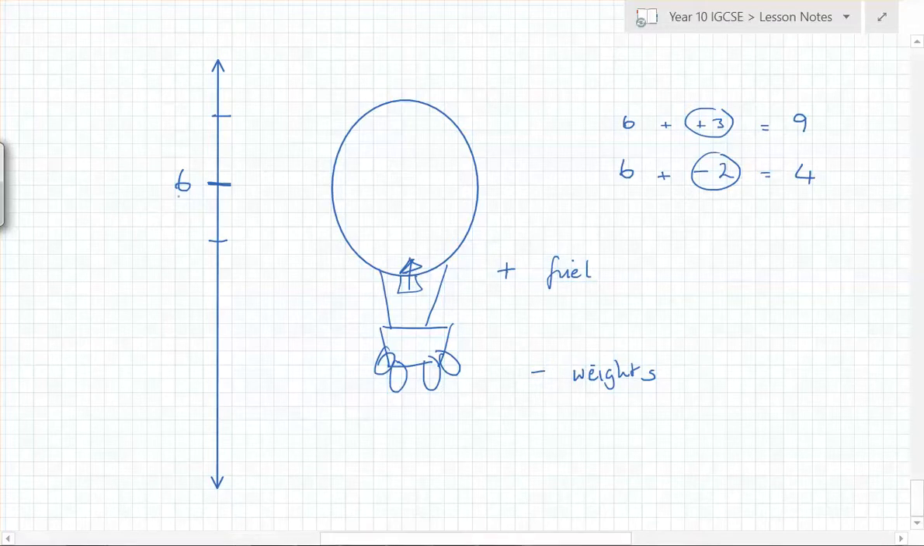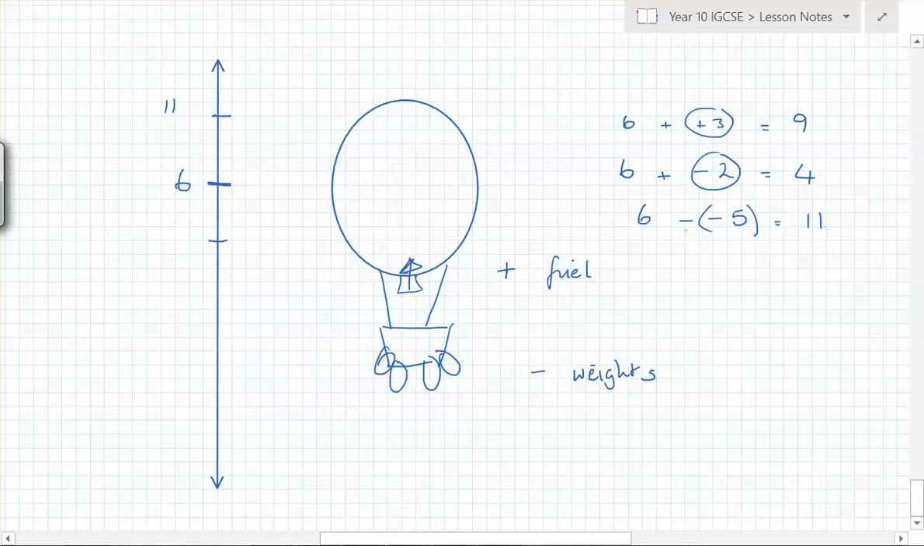What if I'm at 6 and I subtract -5? That means I take away 5 weights. You go down. I've taken off weight, so I would go up. How far? 5 slots for everyone you take off. So I go 5 up. So I go to 11. Wow. So 6 subtract -5 makes 11.